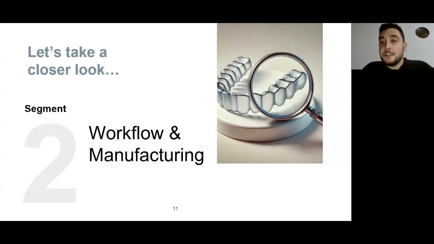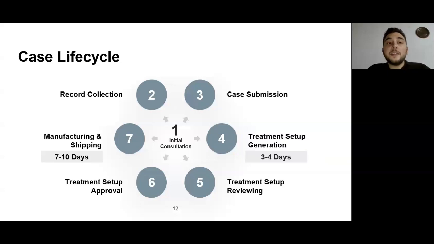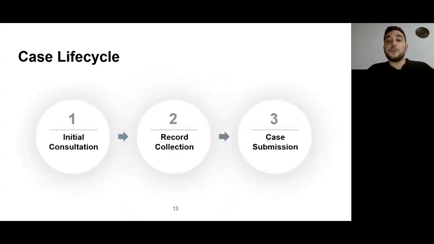So by now, we have a basic understanding of what clear aligners are, but this might work for someone without a dental background. But since most of us here are dental professionals, I suppose everyone here is a dental professional, this definition doesn't quite cut it. We need to zoom in a little bit closer and see what actually happens behind the scenes, whether it is the workflow in the clinic or the manufacturing process by the clear aligner provider. So this is the whole case life cycle. I don't want to overwhelm you with everything right now. I just want us to focus on these 3 initial stages, starting from initial consultation, records collection, and case submission.